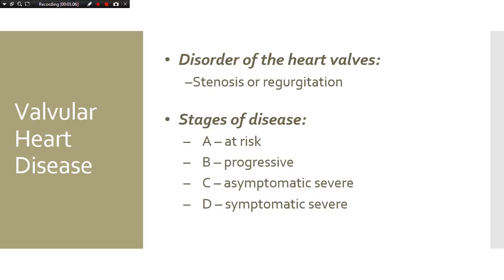However, in a stenotic valve, the valve opening is smaller. The forward flow of blood is impaired. This creates a difference in pressure on the two sides of the valve. The amount of stenosis is seen in the pressure differences. When regurgitation occurs, closure of the valve is incomplete. This results in the backward flow of blood.